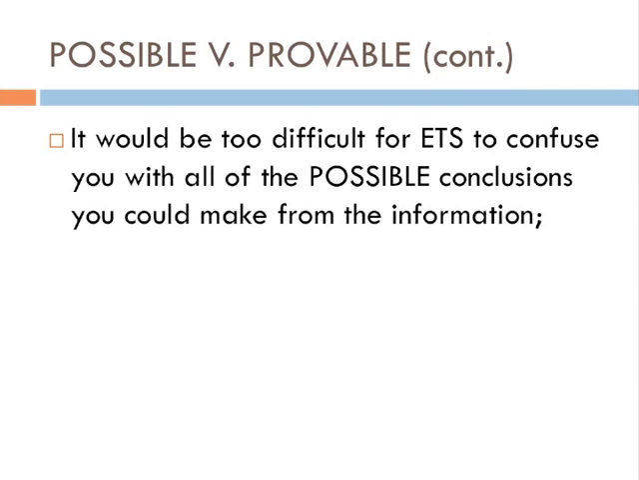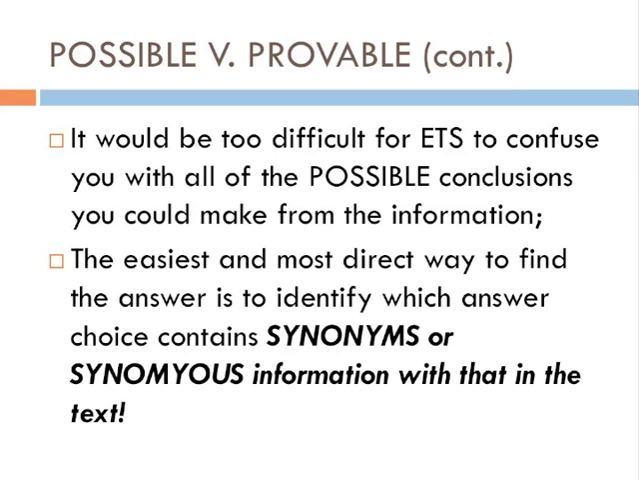So in this case, it would probably be too difficult for ETS to try to confuse you with all the possible conclusions. That would not be fair, I think, from ETS's perspective. So here is the basic idea. The easiest and most direct way to find the answer is really to identify which answer choice contains basically the same language, those synonyms or synonymous information. And we'll demonstrate how that trick works here in our example.